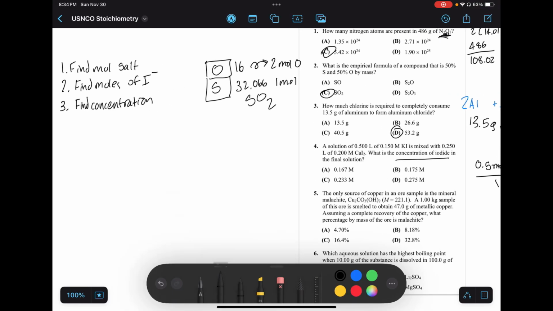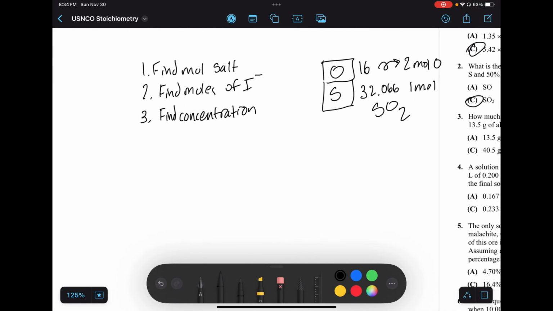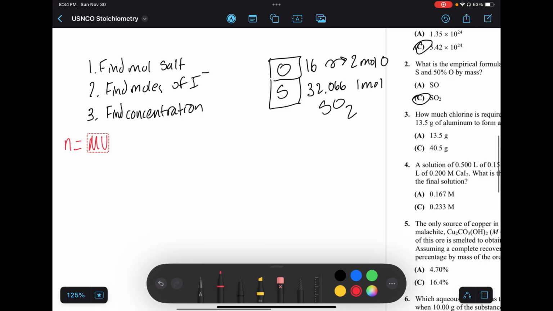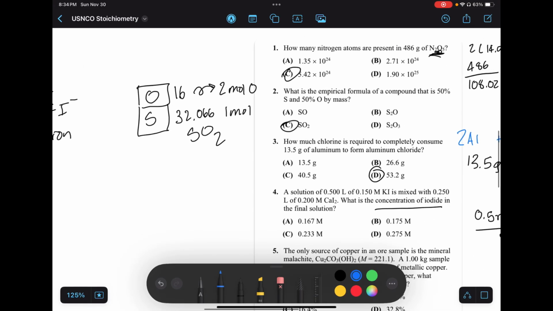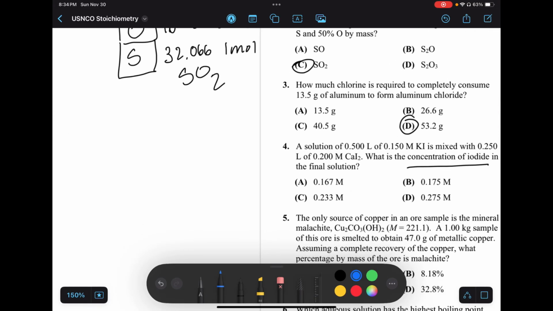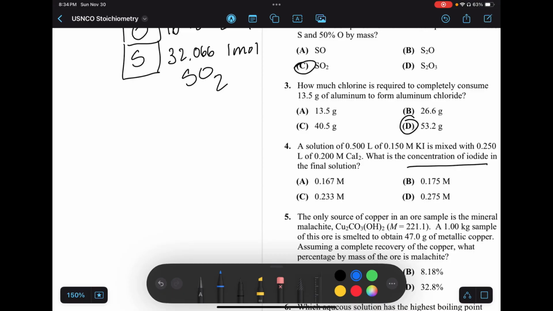Remember that the number of moles is equal to MV, molarity times volume. So if we go here, we start with 0.5 liters of 0.15 molar potassium iodide. So 0.5 times 0.150.